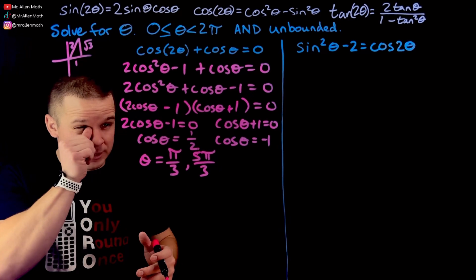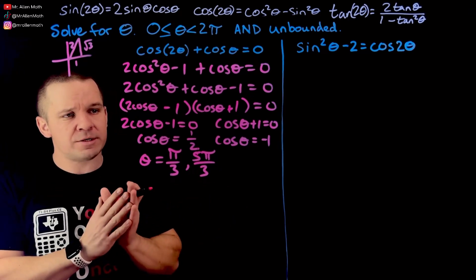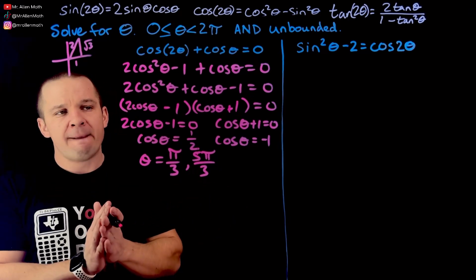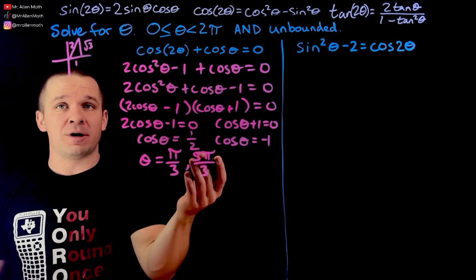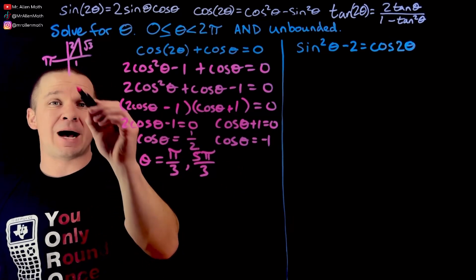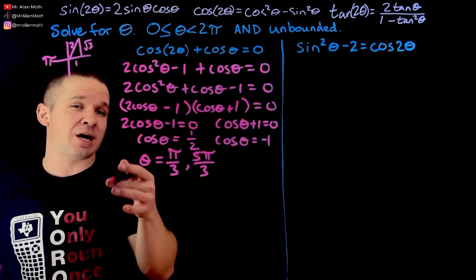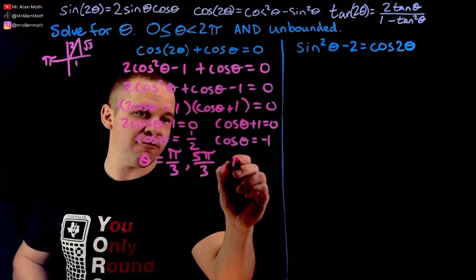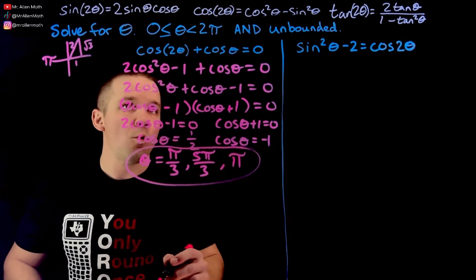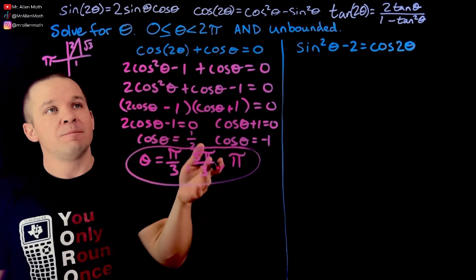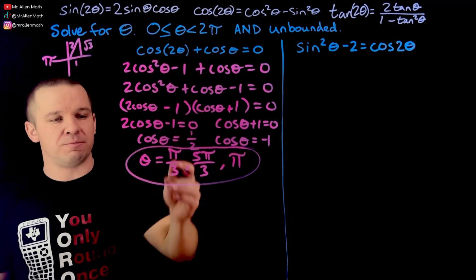Next part here, we got cosine of theta equals negative 1. So when does cosine equal negative 1? Well, that's my x coordinate. I'll use this guy since I have it up here. My x coordinate is negative 1 over here at pi, right? That one is negative 1 comma 0. So we're also going to have pi in the mix. So those are my 3 answers when it is bounded between 0 and 2 pi.